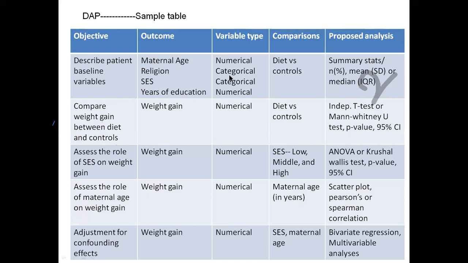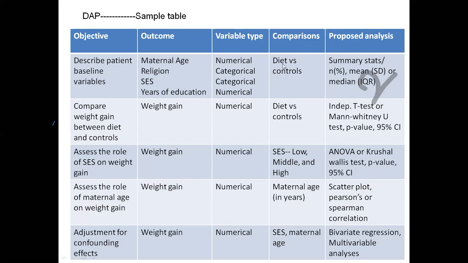Religion, I have measured it as a categorical one. Socioeconomic status is measured as categorical, and years of education is measured as numerical. Then you also specify, are you interested in making any comparisons, or is it just one single group and you are not looking at any comparisons between the groups?